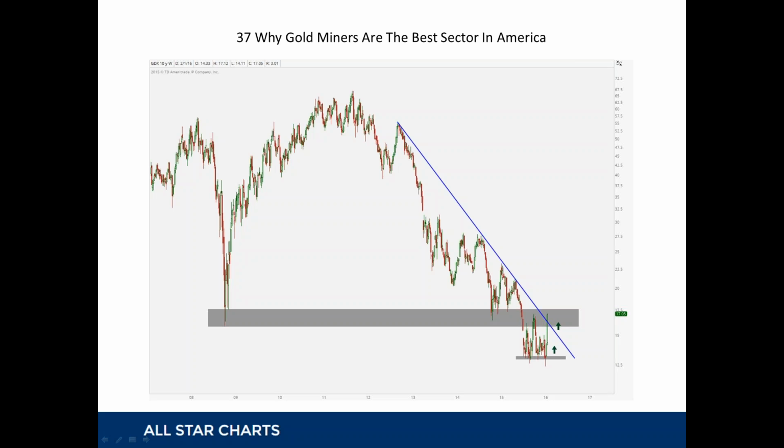But bigger picture, this is a weekly time frame, so we're looking at it from a much more structural standpoint. I think this is a massive failed breakdown below the 2008 lows, and we want to be buying gold miners very aggressively as long as we are above the 2008 lows. I think this is a monster trend that just got started and can potentially double from here.